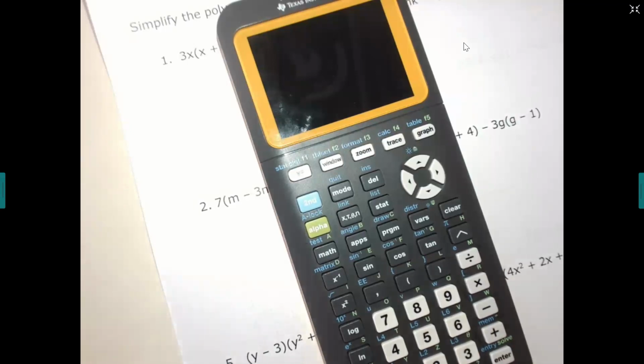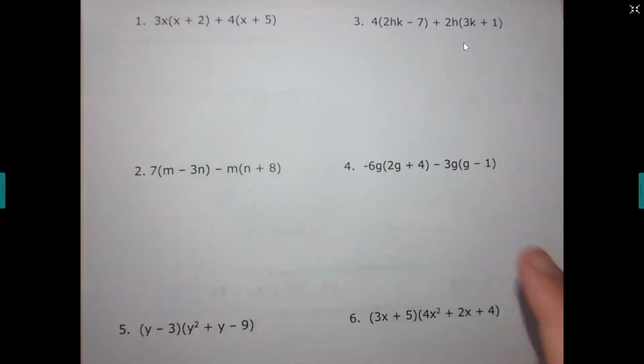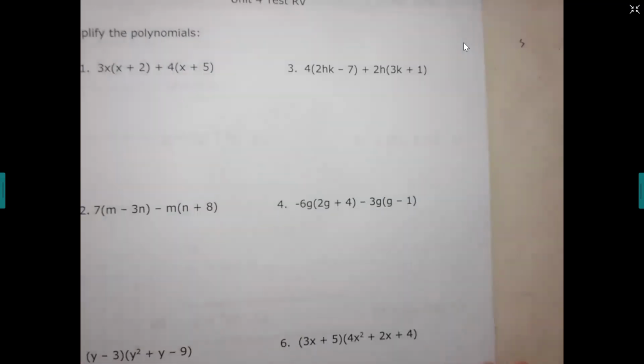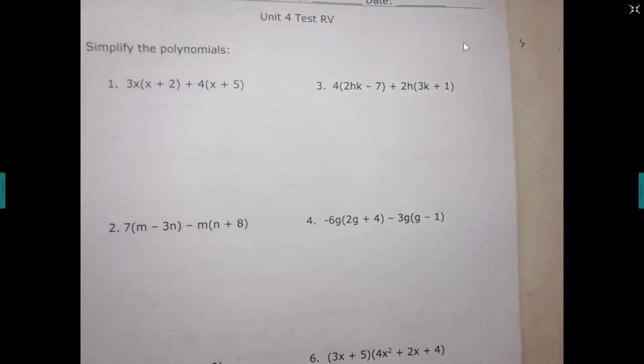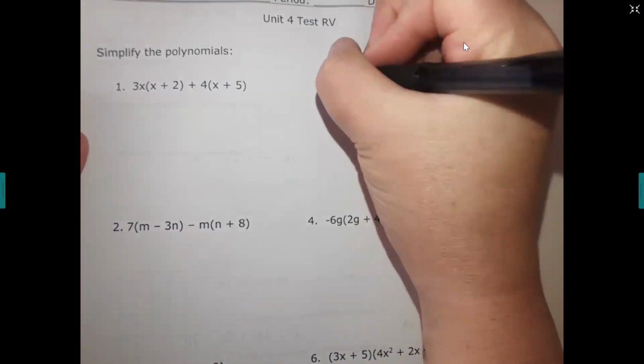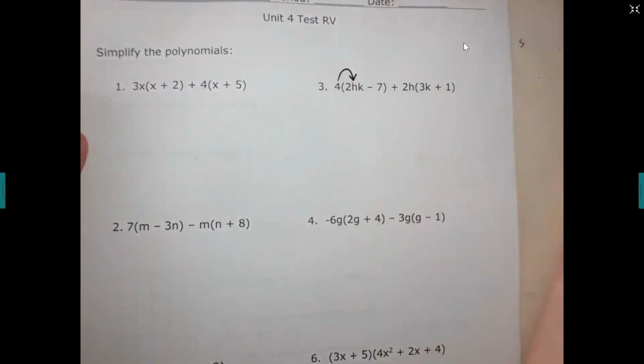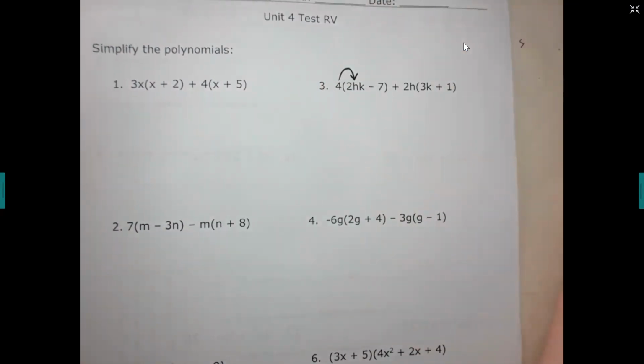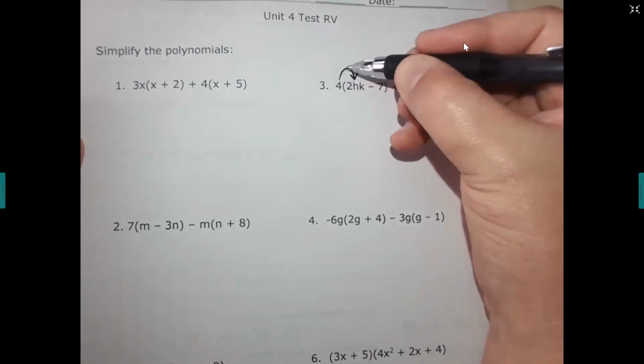The first page you'll notice is mostly simplifying. So let's go ahead and take a look, please, at number 3. Okay, first thing that I notice here is that I have a number on the outside. Remember, whenever a number is on the outside of the parentheses, you're going to have to multiply that into every term inside. So numbers multiply with numbers.